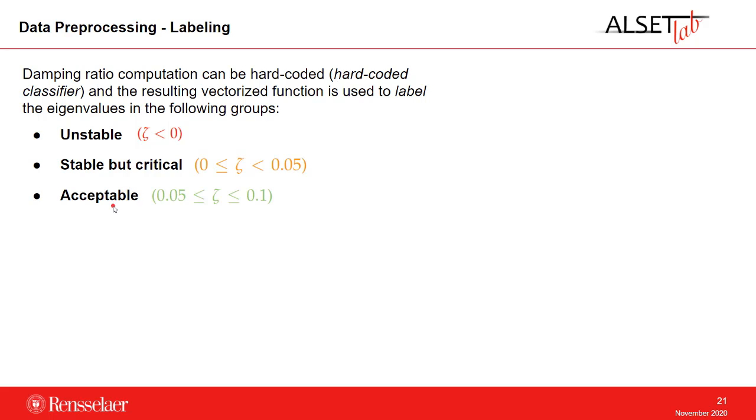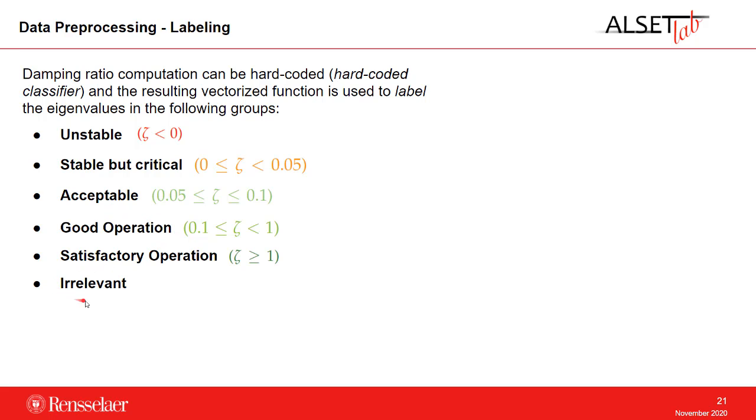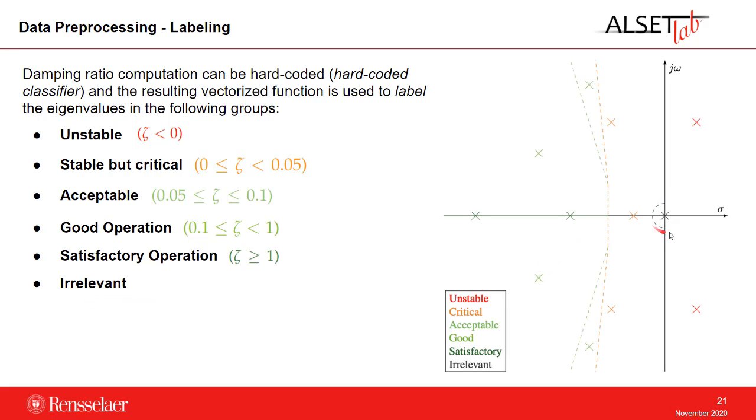Then afterwards, we have acceptable, good operation, and satisfactory, meaning that the oscillations are low enough so that we can say that the system stability is not compromised. And finally, these irrelevant eigenvalues that correspond to some neighborhood here close to the origin.